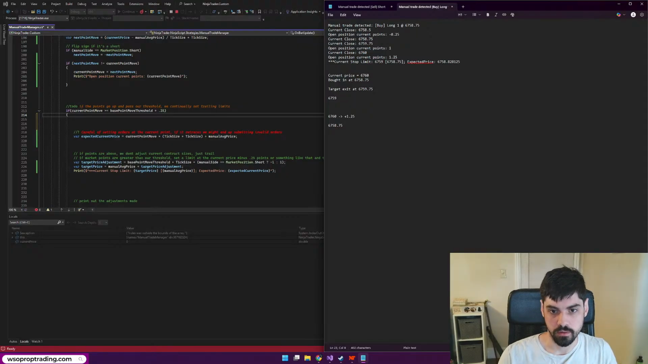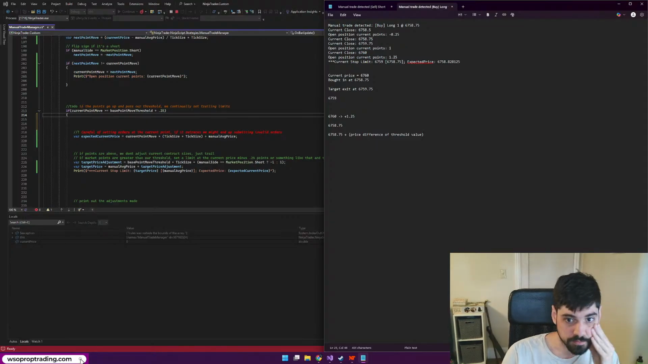So what I was trying to do was 6758.75, the position we bought in at, plus the threshold, plus the price that we can calculate from threshold times whatever the tick size. I don't know how to explain that. I know what it means though.